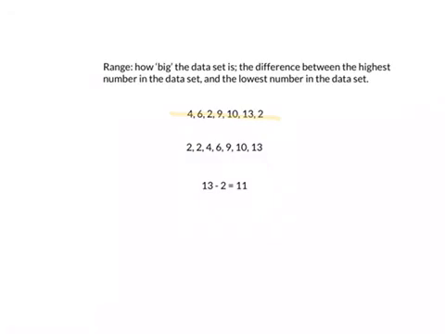Again, this is one where you could do it without putting it in order from smallest to largest, but that's going to get harder once you have more and more numbers in your data set. So I would definitely suggest for this one too, putting it from smallest to largest so that you can really easily keep track of what's going on in there. So then you take the largest number, 13, and you subtract the smallest number, 2. 13 minus 2 equals 11. So our range is 11.